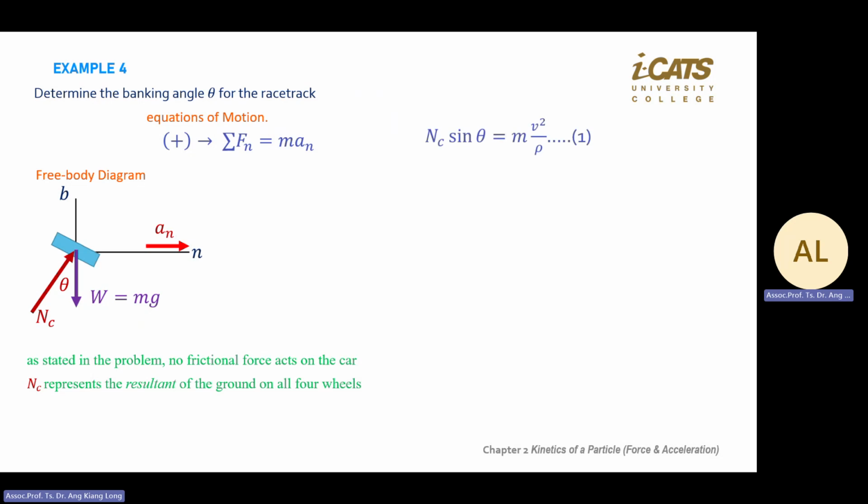So you have this equation: N sine theta equals m v squared over rho. Why can I write m v squared over rho? Because in curvilinear motion, you convert ma, where a is v squared over rho. You get the first equation. Second, the b direction. N_c, you split into the b direction, you get cosine theta, and the W, and then there's no a_b. The car does not fly up, right? So you get a second equation. The rest is solving the simultaneous equations.